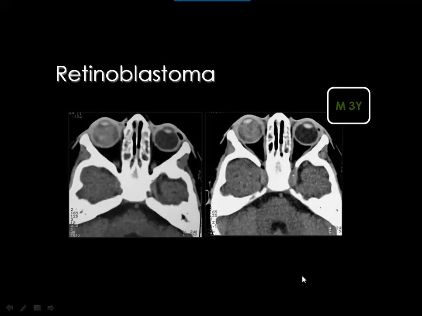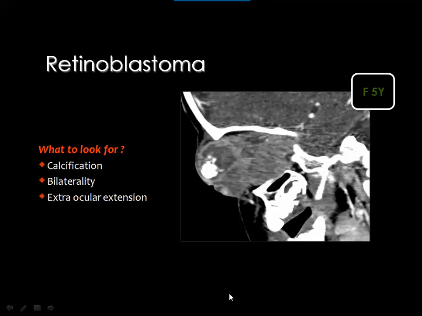And this is a case of retinoblastoma. On the right side there is a mass, and you cannot appreciate very much the presence of calcium, but the left globe is intact with no evidence of bilaterality. Then what you should look for if you are going to diagnose retinoblastoma? Number one, you should see calcium, which is better detected by CT, of course, compared to MRI, which is not sensitive. Then you should look for bilaterality.